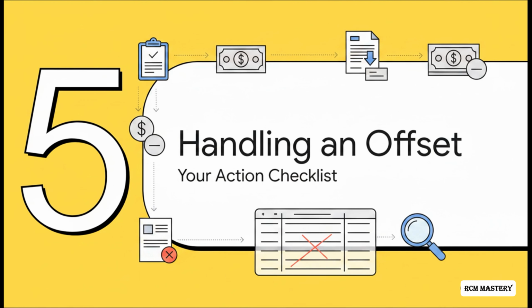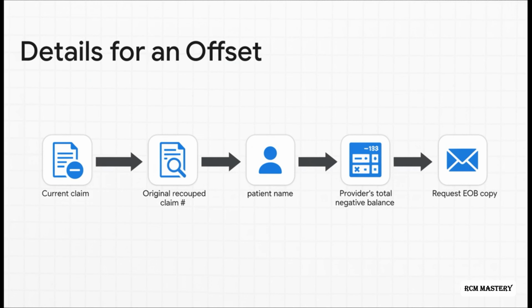Now let's flip to the other side of the coin. What do you do when you just see an offset that's already been applied to a payment? Well, the information you need to gather is a little bit different. Handling an offset makes you a bit of a detective. You start with the evidence in front of you, the current claim that was paid short. From there, you have to work backward. You call the payer and ask, hey, this offset here, what original claim is this from? You need to get that patient's name and the original claim number. That's what connects the offset back to the recoupment. And always ask for the total negative balance for your practice and request a copy of the EOB. You've got to have that paper trail.